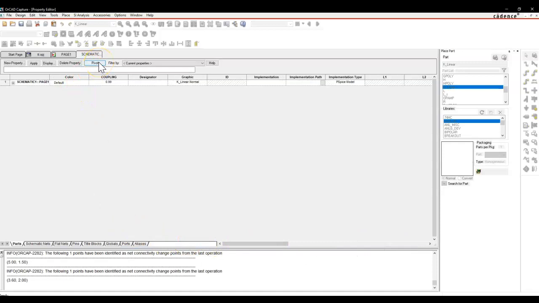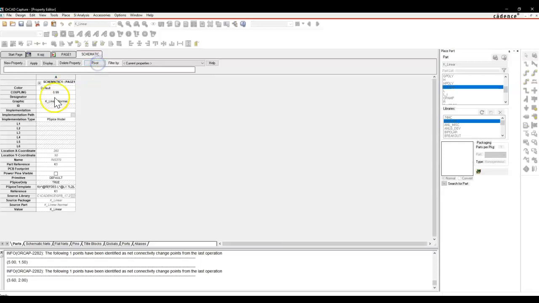And you might have seen what I clicked, there's this thing called pivot, and basically it just exchanges the rows for columns and columns for rows. And so I like doing it. And you can actually even see coupling here. You could change the value of the coupling coefficient right here. But now you see these L1, 2, 3, 4, 5, 6. So here is where you tell it what inductors are coupled.